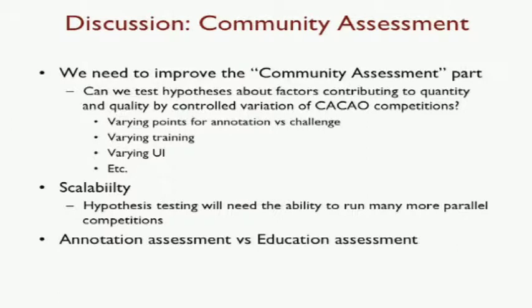But we also are set up where we can test hypotheses, like would we do better if we changed the point structure so that you got more points for a challenge than you got for an annotation? Because part of the whole hypothesis here is that proofreading, the whole wiki notion, is that it's like biology.